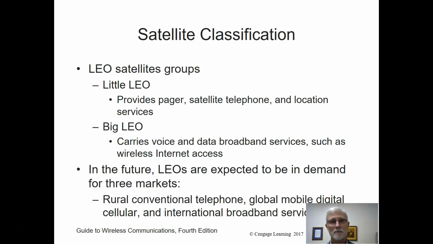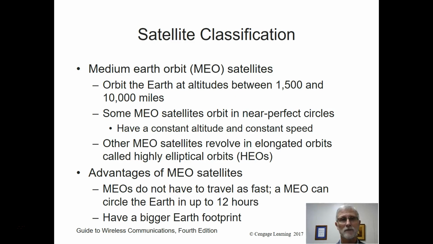Let me give you an idea of one of them. They're used for pagers, satellite telephone, location services. So they could be in demand in the future for rural conventional telephone, global mobile telephone, or international broadband services.